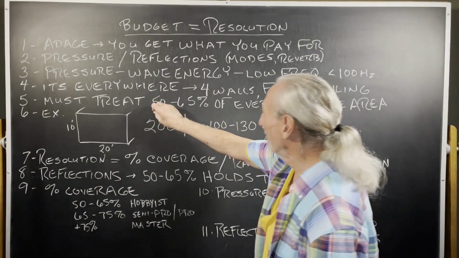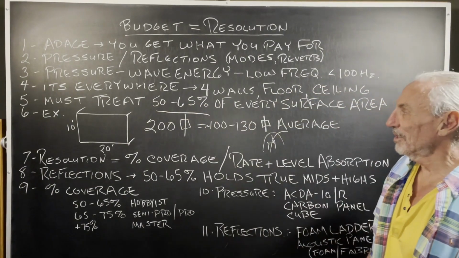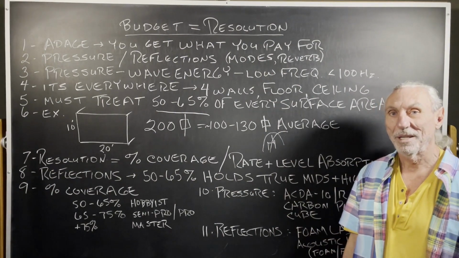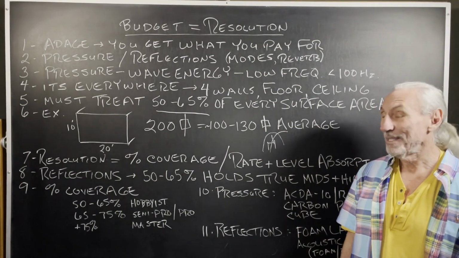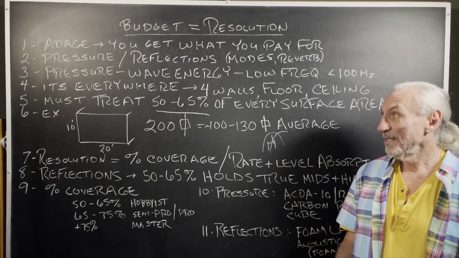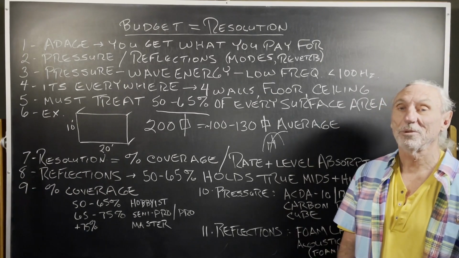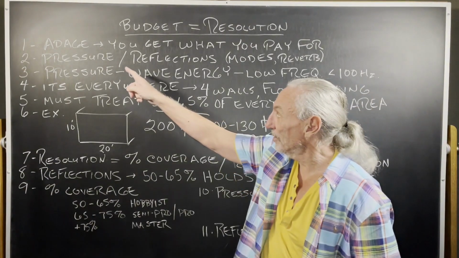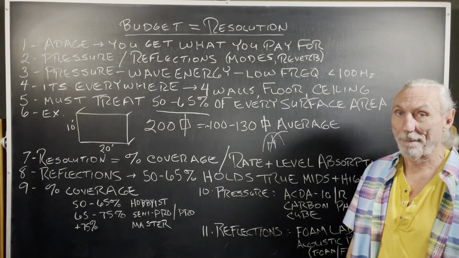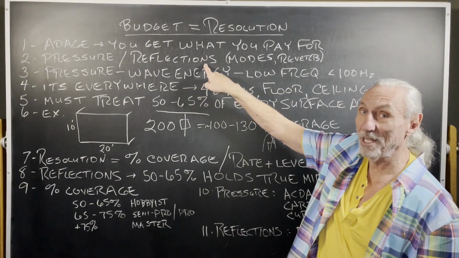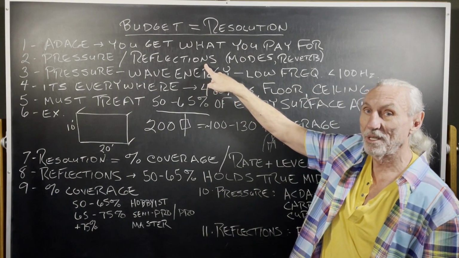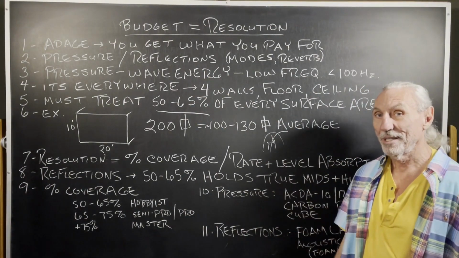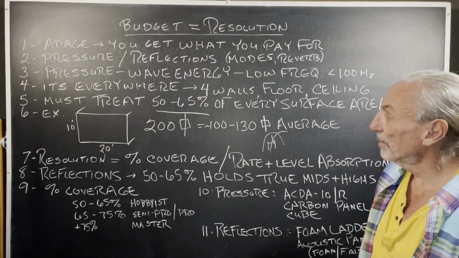Here's the thing we found over the years. This is a good average: 50 to 65% of each surface area has to be treated. That's the minimum. And then we improve resolution. We increase resolution with more surface area coverage for both pressure and reflections. Reflections will stay kind of constant depending on usage because that's middle and high frequency absorption, but the pressure, the low frequency stuff, that changes as people learn more about it.